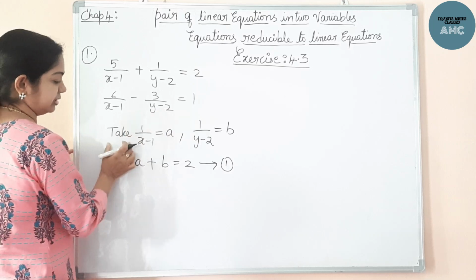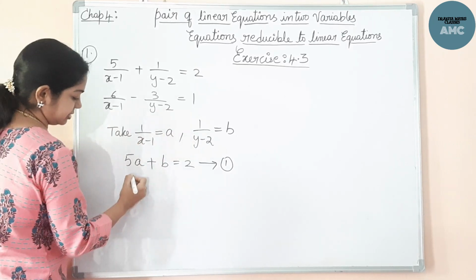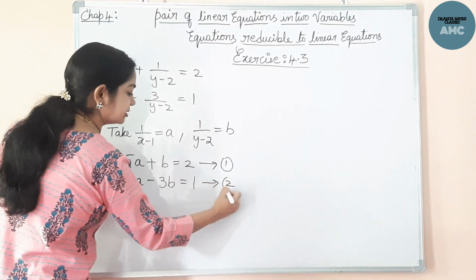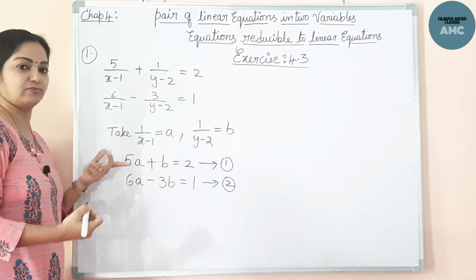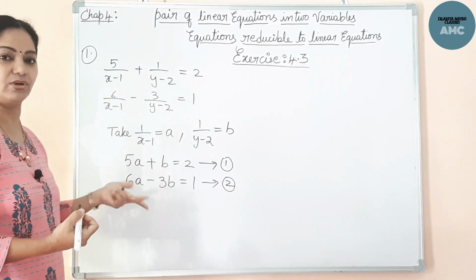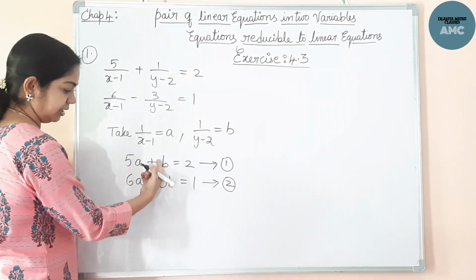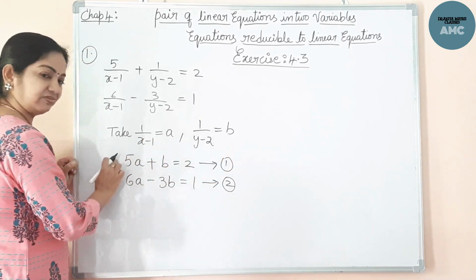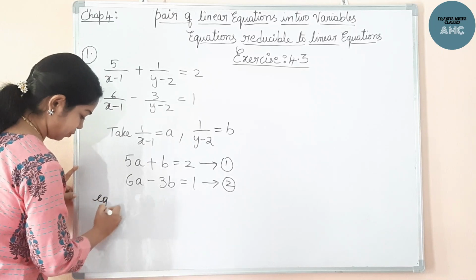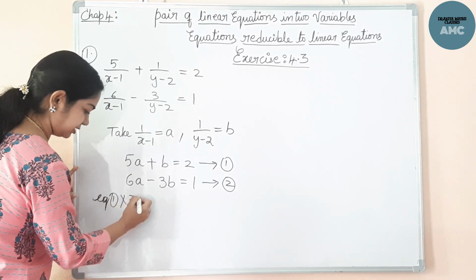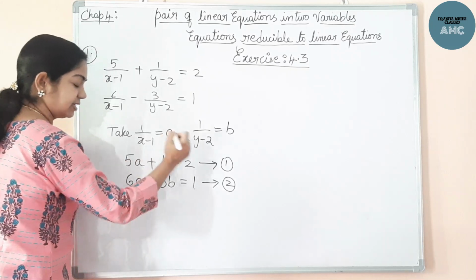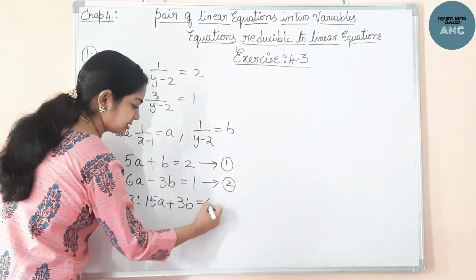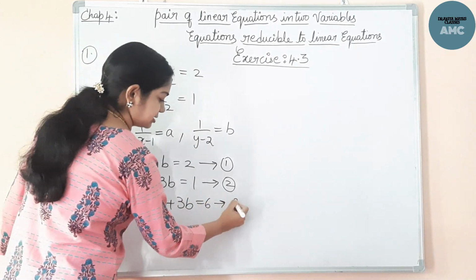Now we will substitute the values of a and b in the second equation: 6a minus 3b equals 1. Simply reducing them into linear equations. Now we know how to solve linear equations by the elimination or the substitution method. You can see clearly here we will be eliminating b. To eliminate b, I have to multiply equation 1 with 3, isn't it? So equation 1 multiplied by 3, just multiply both the sides, LHS and RHS, we get 15a plus 3b equal to 6. This becomes another equation. Let us suppose this as equation 3.